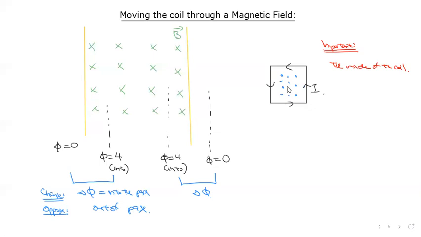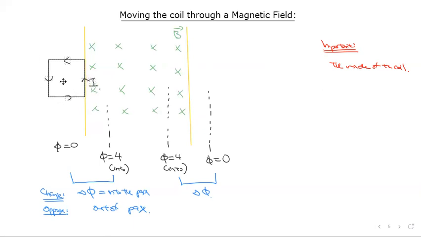So what that means is that as this coil enters, there's nothing before, but as it enters, it's actually going to get this anti-clockwise current flowing through it. So the result: current anti-clockwise.